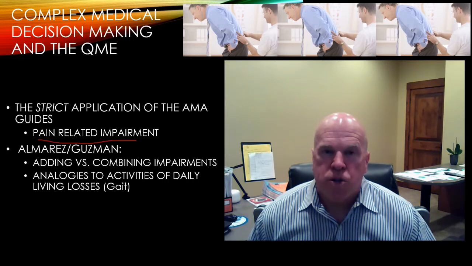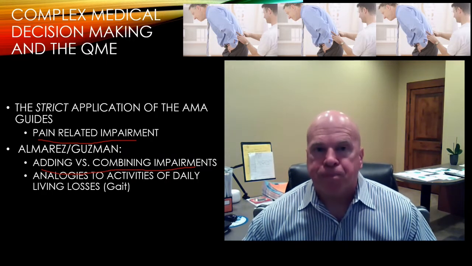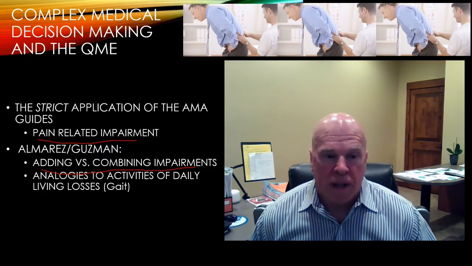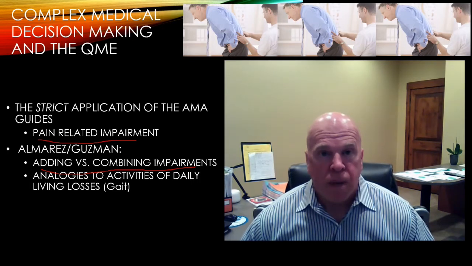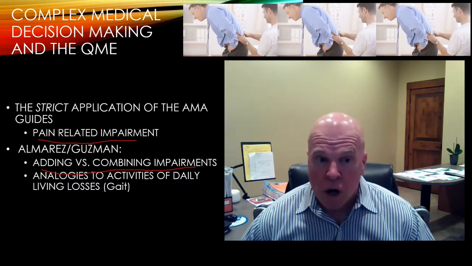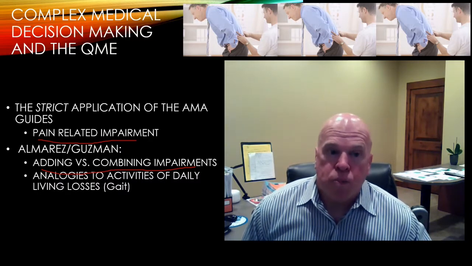And then I want to share with you a couple of examples under Alvarez and Guzman. Number one, which is a very popular discussion nowadays, has to do with adding versus combining impairments. And there are many good reasons why impairments should be added versus combined using the combined values chart. And I'll share with you a case that illustrates that principle perfectly.